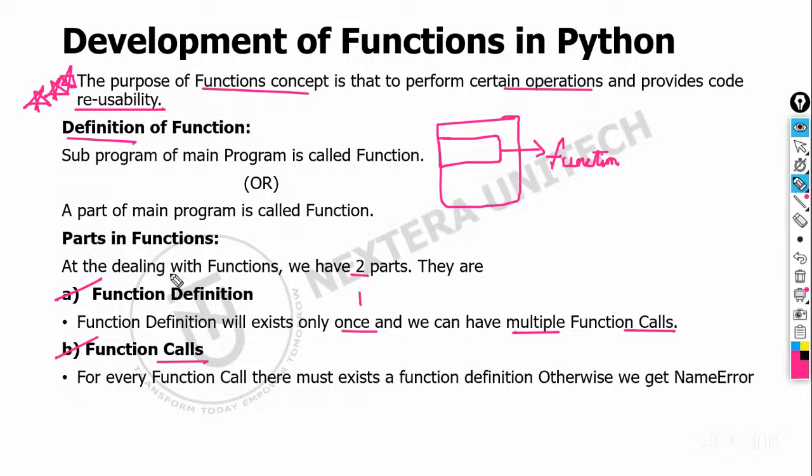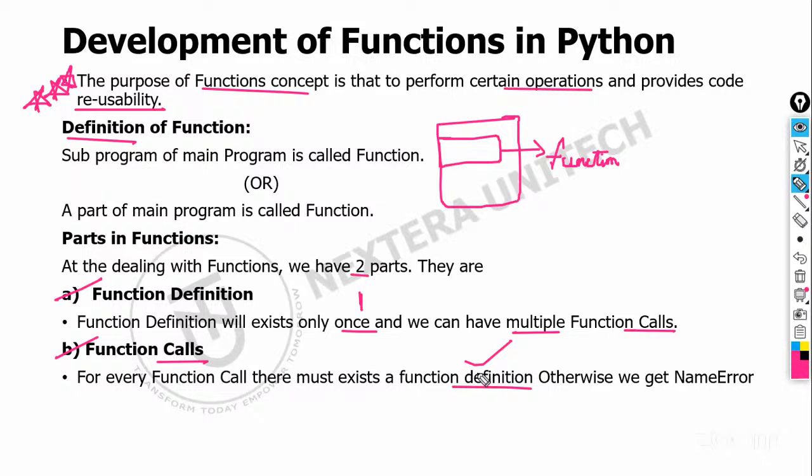Then coming to the parts, we have two parts in a function: function definition and function calls. A function definition will exist only once, but we can have multiple function calls. For every function call, there must exist a function definition. This means without defining a function, we cannot call it. Before you call it, we have to define it.